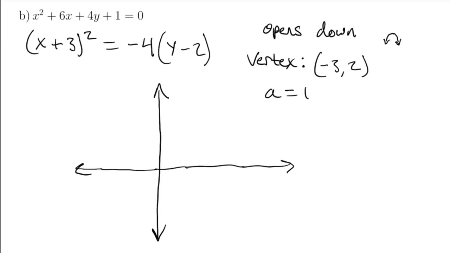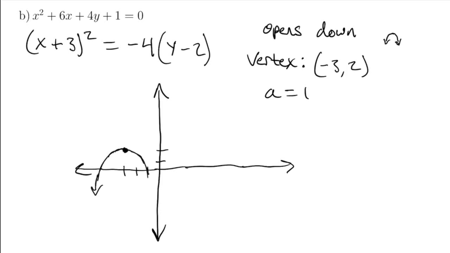Alright, so let's see, what do we have? The vertex is at negative 3 comma 2. So 1, 2, 3 in this direction, and then up 2. This is going to be my vertex, and this is going to open down. So I can go ahead and draw a parabola that opens down.